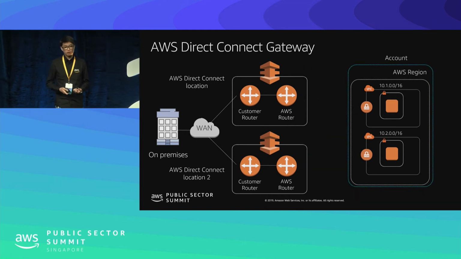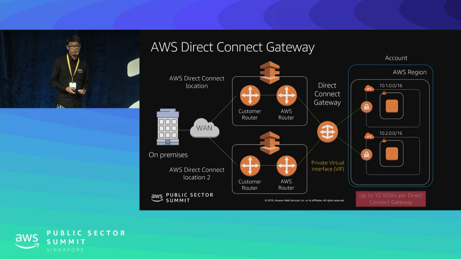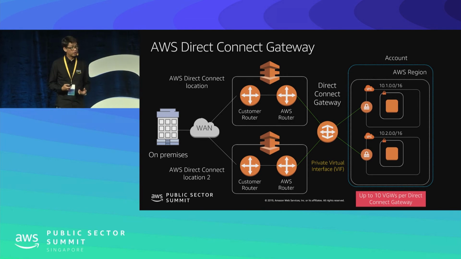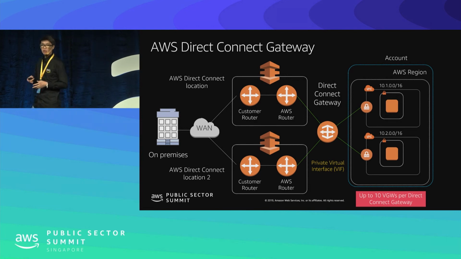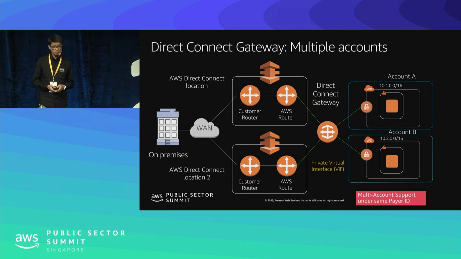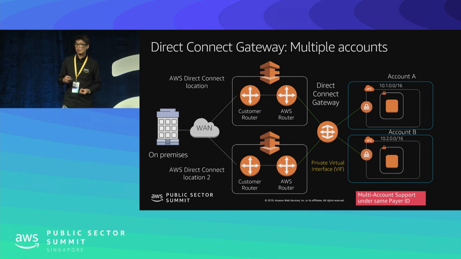Subsequently, we have launched Direct Connect Gateway. Direct Connect Gateway allows you to have up to 10 VGWs per Direct Connect Gateway, and it's not restricted to a single region. With Direct Connect Gateway, you can connect to multiple regions through a single Direct Connect line, such that once you hit the Direct Connect gateway, you are purely on the AWS backbone and go to a different region should you need to. And it supports multiple accounts as well, so you can share Direct Connect gateways across multiple accounts.